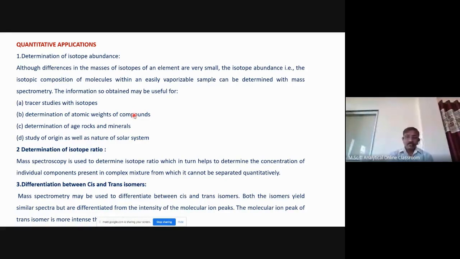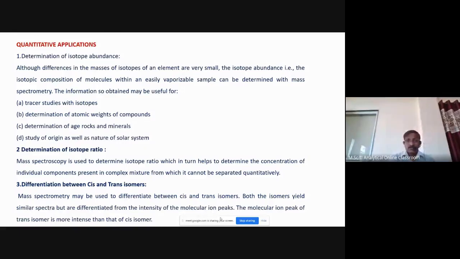Then the differentiation between cis and trans isomers can be easily found out by using the mass spectrum. So it can be used to differentiate between cis and trans. Both isomers yield similar spectra, but are differentiated by the intensity of the molecular ion peak, which for trans is much more as compared to the cis. So that makes it very easy to determine cis and trans isomers. No doubt, by using the coupling constant J in NMR, we can also find out whether the cis or trans isomer is present. Okay, so these are the quantitative applications of the mass spectrometry.